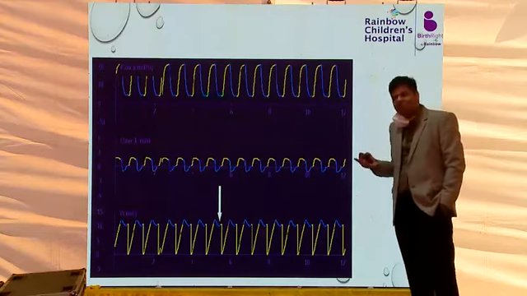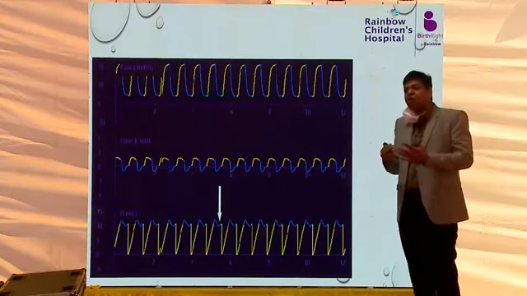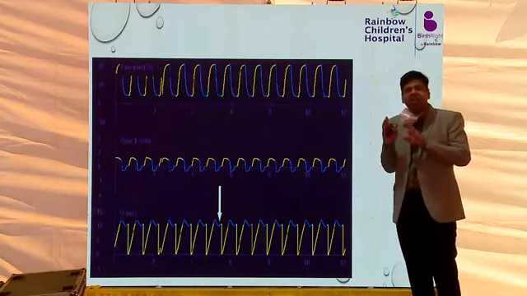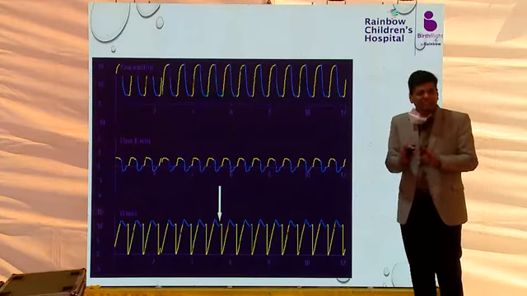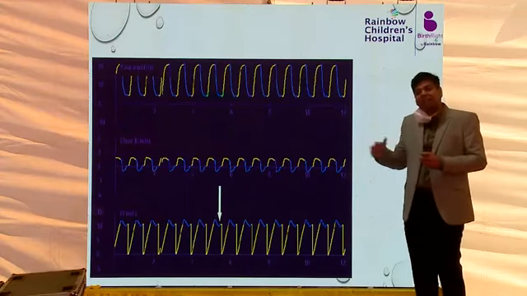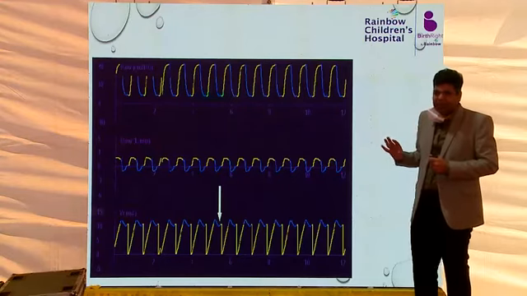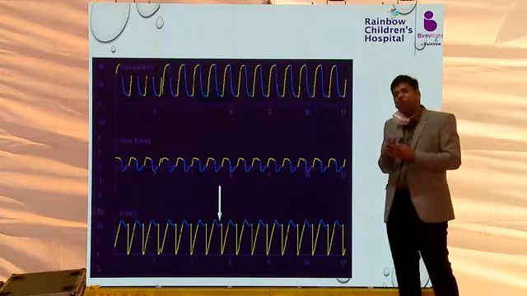And in synchronized modes like SIPPV or pressure support, where all the breaths initiated by the baby are synchronized and fully assisted by the machine, the machine starts assisting every such breath. A similar thing happens when the tubal leak is too much.